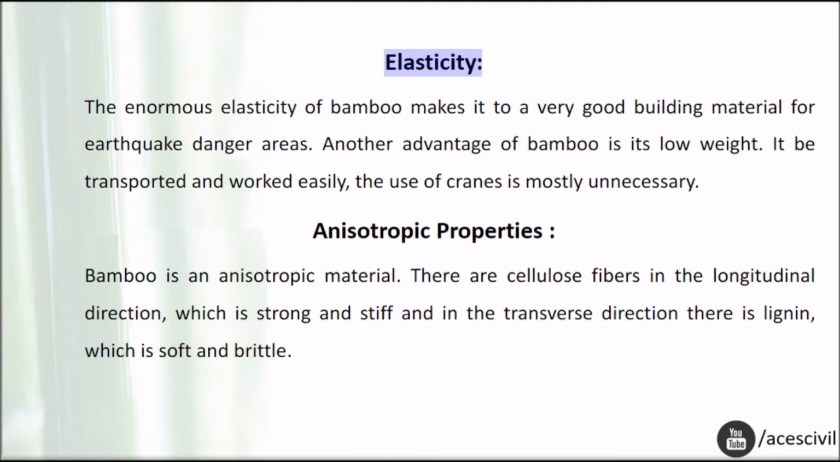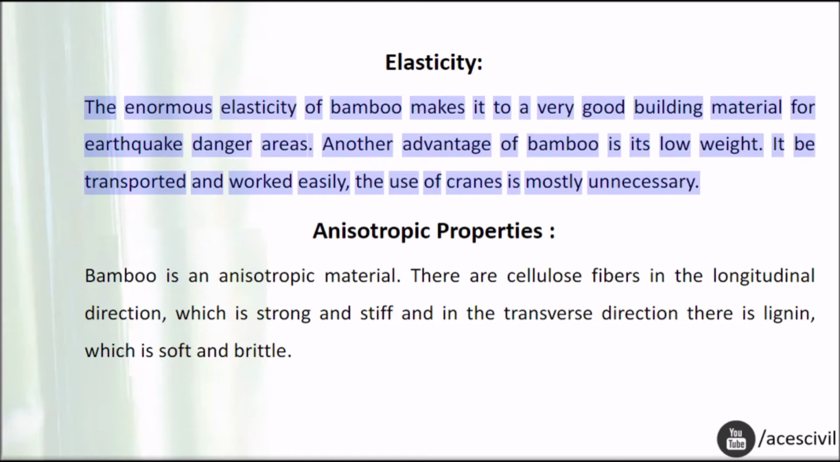Elasticity. The enormous elasticity of bamboo makes it a very good building material for earthquake danger areas. Another advantage of bamboo is its low weight. It can be transported and worked easily. The use of cranes is mostly unnecessary.